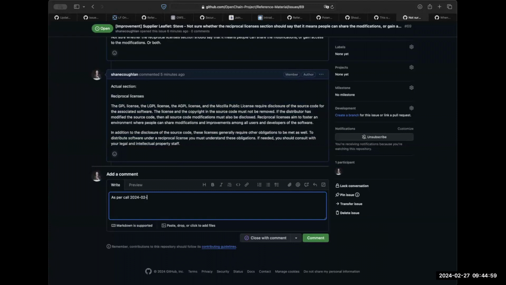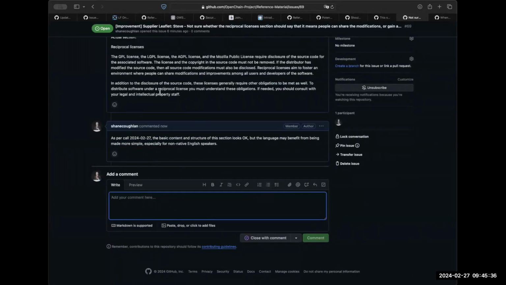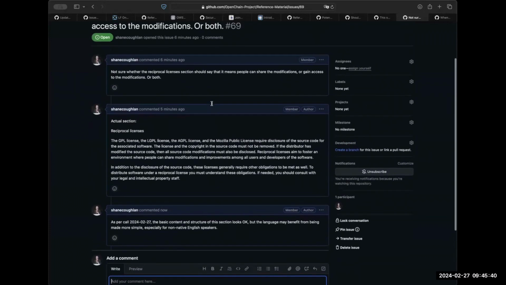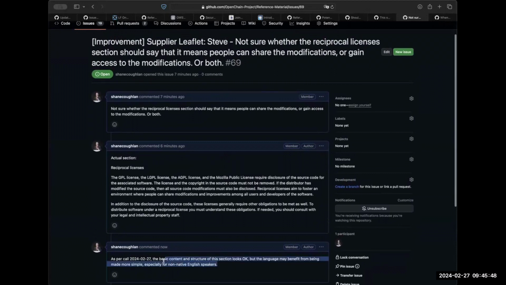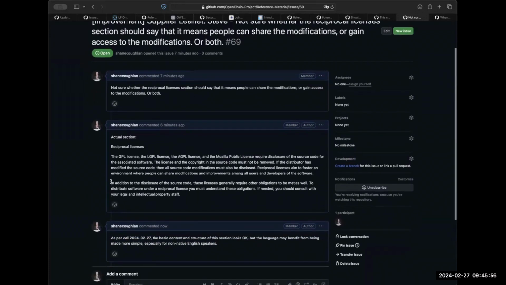I'm just going to make a note here that this section looks okay, but language. All right, so I put a note in here and left it open that we don't think it needs to say more than it currently says, but it would benefit from being made simpler and clearer. Yeah, I think that's fair.